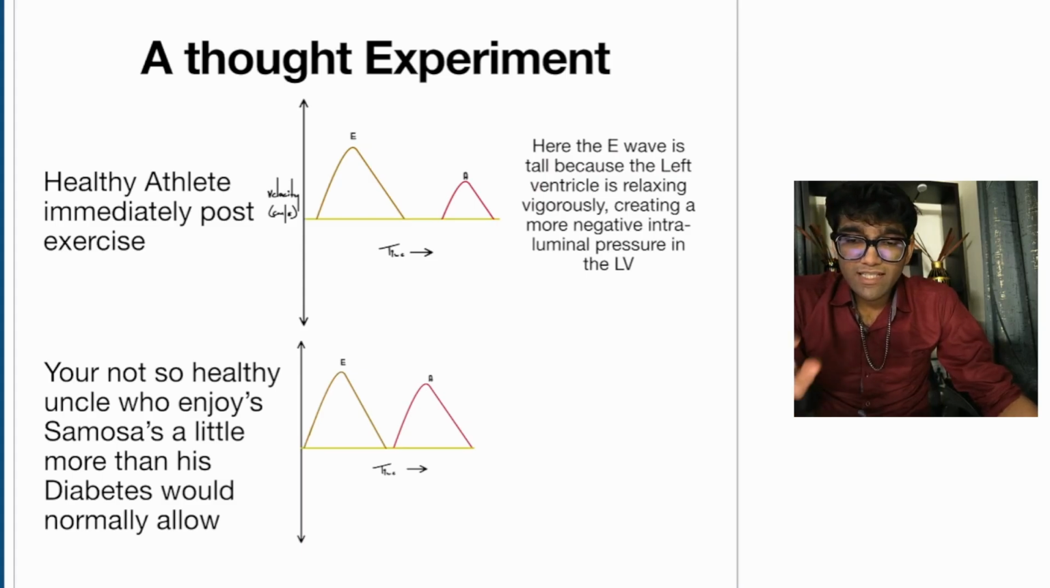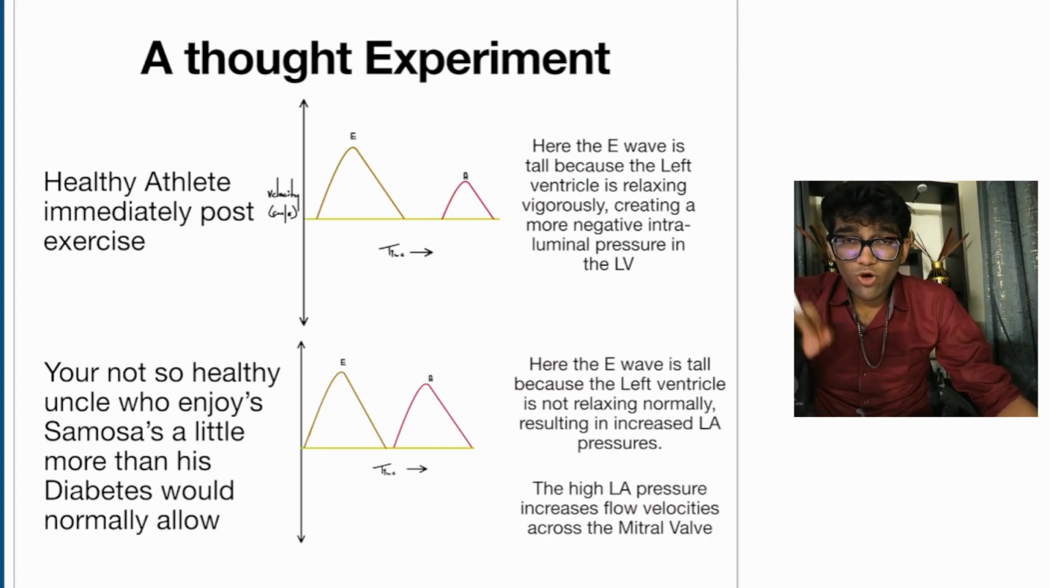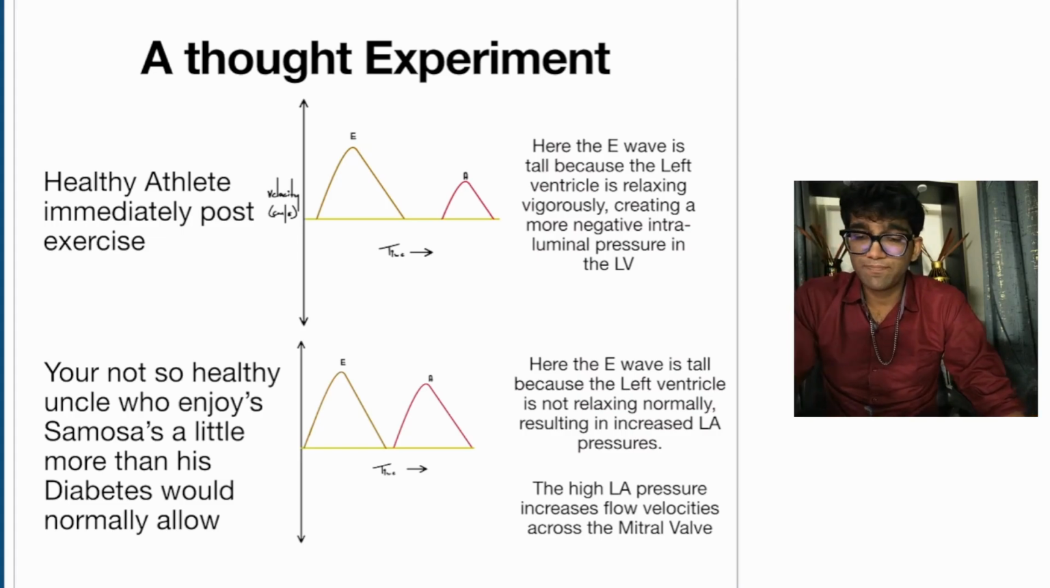In the first case, the E wave is tall because the left ventricle is relaxing vigorously. That is creating a very great negative pressure within the left ventricle, which is pulling the leaflets towards the left ventricular apex. However, in the second case, it is tall because the left atrial pressure is high, because the left ventricular relaxation is so impaired that blood has not moved from the left atrium into the left ventricle prior to the opening of the mitral valve. So when the valve opens, there is a pressure gradient, and the increased pressure gradient is what is pushing blood into the left ventricle, rather than the normal process of it being pulled into the left ventricle by a suction pressure.